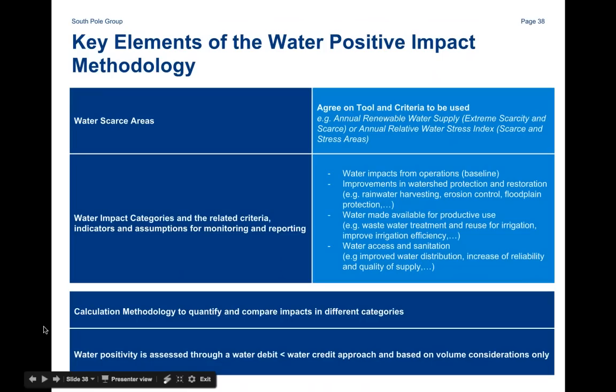So looking at a few key elements of the water positive impact methodology, which is applicable in sites in water scarce areas. So obviously we had to define what is a water scarce area first, looking at different criteria, different tools to be used. And there we decided to go for a mixed approach, looking at annual renewable water supply and as well the annual relative water stress index, in order to focus our activities on these, let's say, most critical sites.